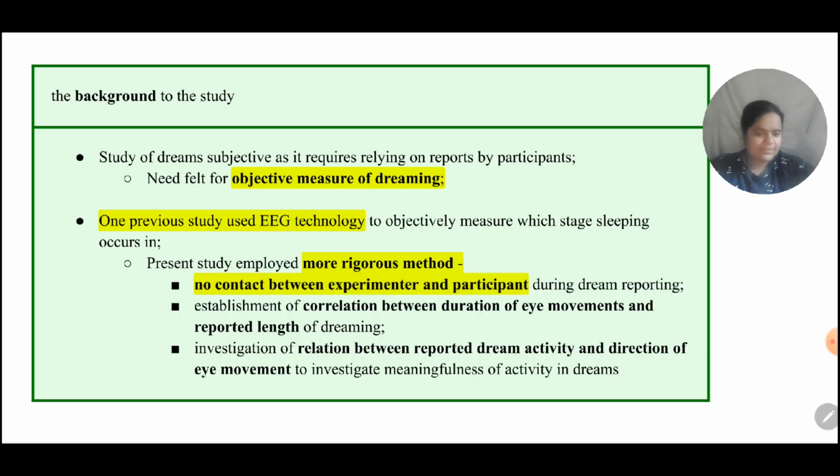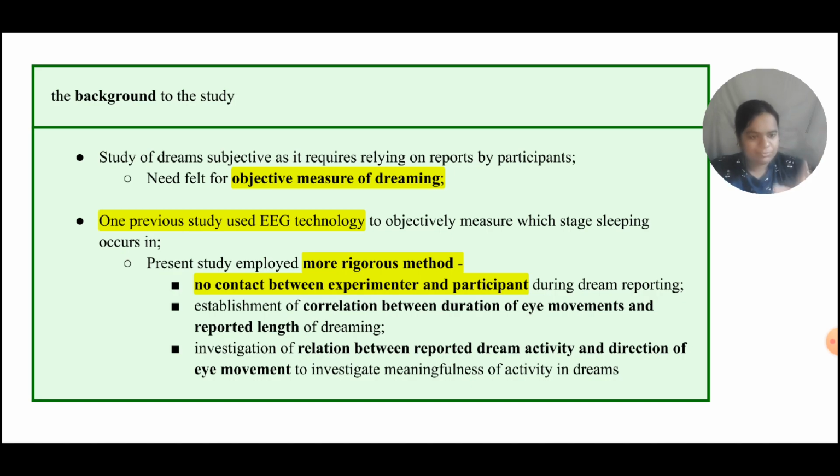Firstly, they made sure that whenever they were going to ask participants about dreaming, there would be no contact between them and the participant. See, it is their long-term goal to have an objective measure of dreaming. As of now, they don't have it. When they are conducting the study, they are still establishing it.